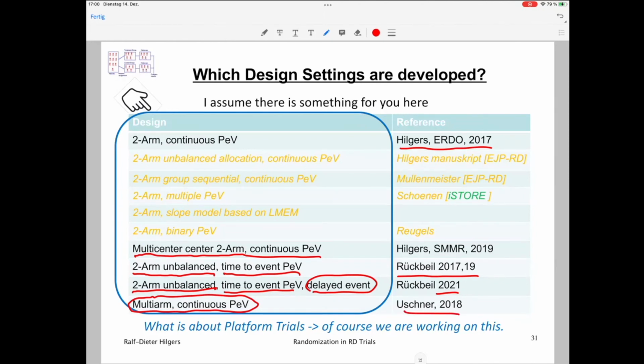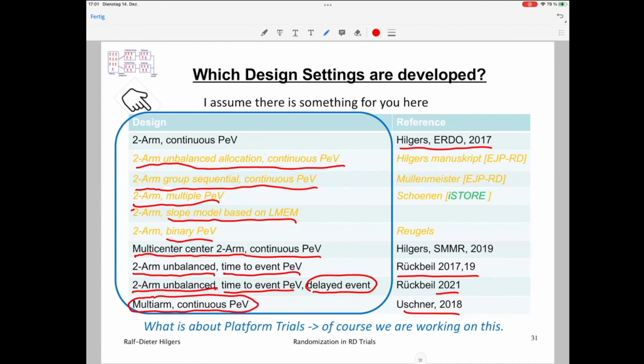So what is work in progress? Well, work in progress is what I have already finished 95% of, a two-arm unbalanced allocation continuous primary endpoint scenario. That was a really tricky thing, and I will come to this in a couple of minutes. I hope to publish that next year. Then I have a master student, Alina Müllmeister, who did group sequential designs for continuous endpoints. And I have a master student, Steffi Schönen, who does the multiple endpoint scenario within our innovation project, RIMA. And what we would like to do is slope models with linear mixed effects models, and for the binary case, that is done by Martin Reugels from my department. He's working on that.